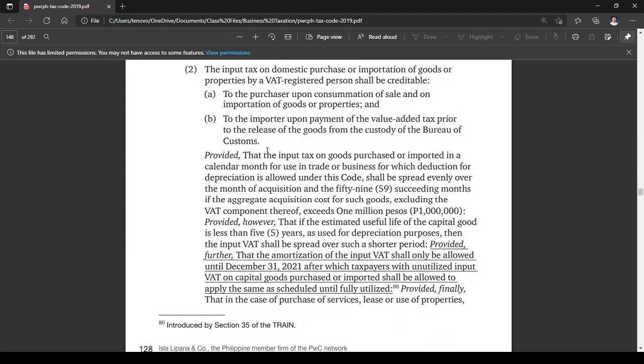Sabi nila, provided that the input tax on goods purchased or imported in a calendar month for use in trade or business, for which the deduction for depreciation is allowed under this code, shall be spread evenly over the month of acquisition. Okay, and 59 succeeding months if the aggregate acquisition cost, excluding VAT component thereof, exceeds 1 million.